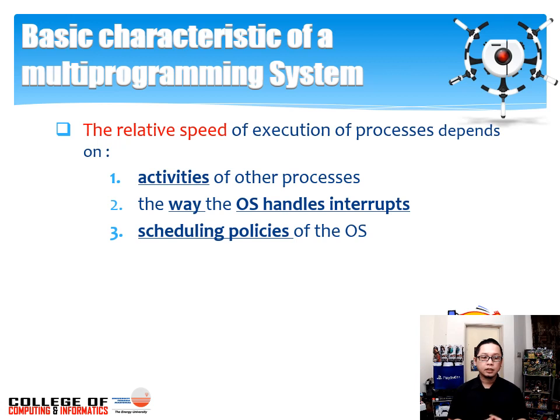And then secondly, is the way the OS handles the interrupt. So this again depends on the OS algorithm. Thirdly, is the scheduling policies of the OS. What type of scheduling policy does it use? So this scheduling policy we will cover specifically in the scheduling chapter. But basically, what you need to remember here is that the speed of the process, whether it finishes early or not, finishes faster or not, depends on these three characteristics: the activities, the way the OS handles the interrupt, and the scheduling policies that it is using.